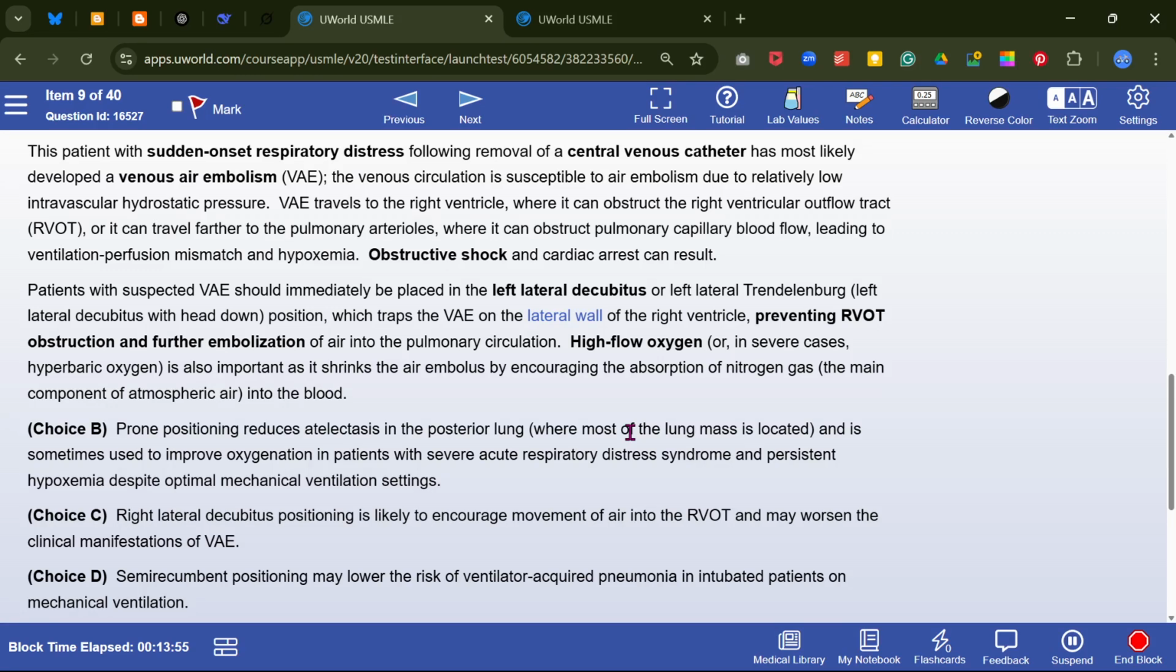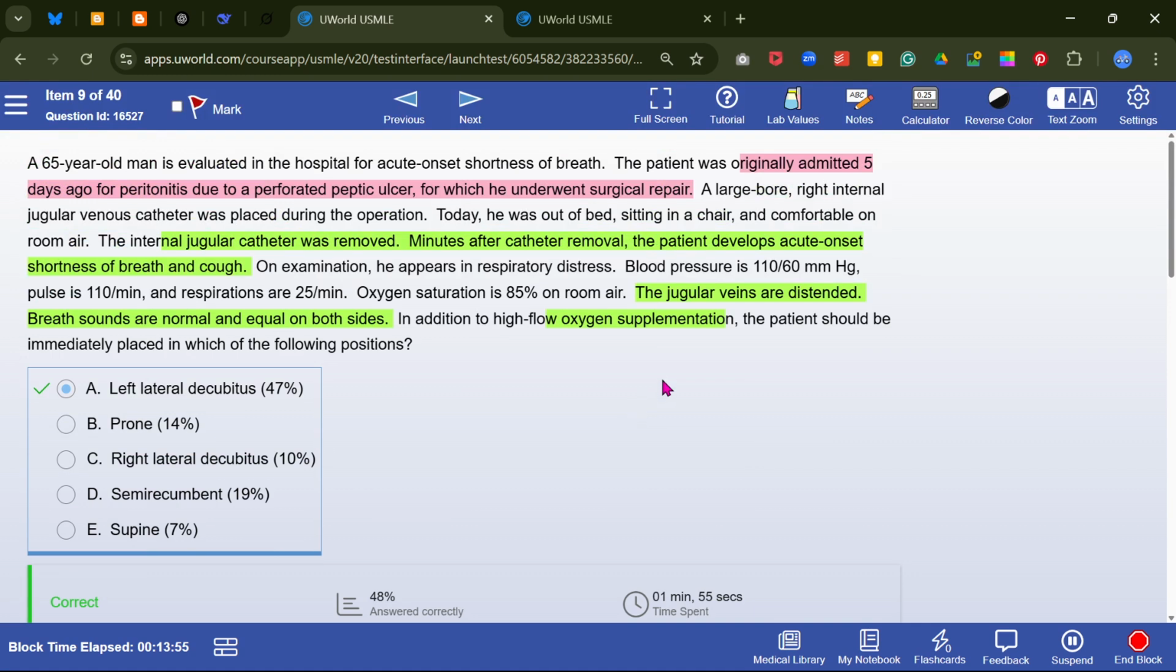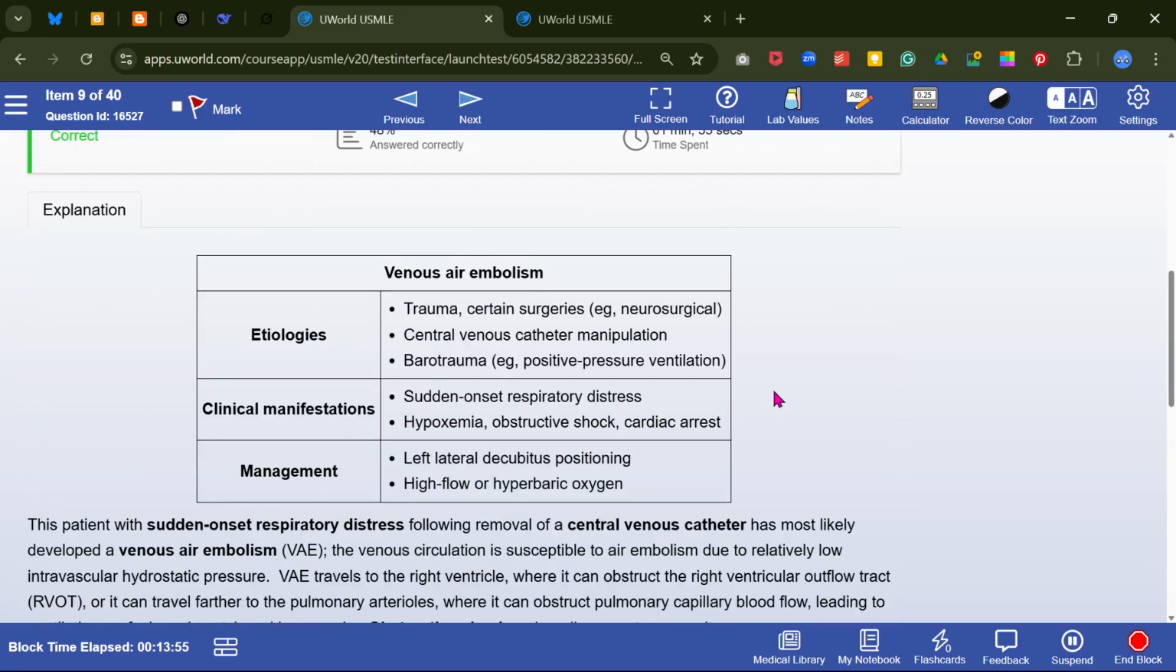High flow oxygen in severe cases, and hyperbaric oxygen, is important as it shrinks the air embolus by encouraging the absorption of nitrogen gas, the main component of atmospheric air in the blood. Okay, if there is any venous air embolism, like when removing the central venous catheter, and somebody develops sudden severe shortness of breath and distended JVP, then we just place the patient in the left lateral decubitus or Trendelenburg position, isn't it? And we will give high flow oxygen.